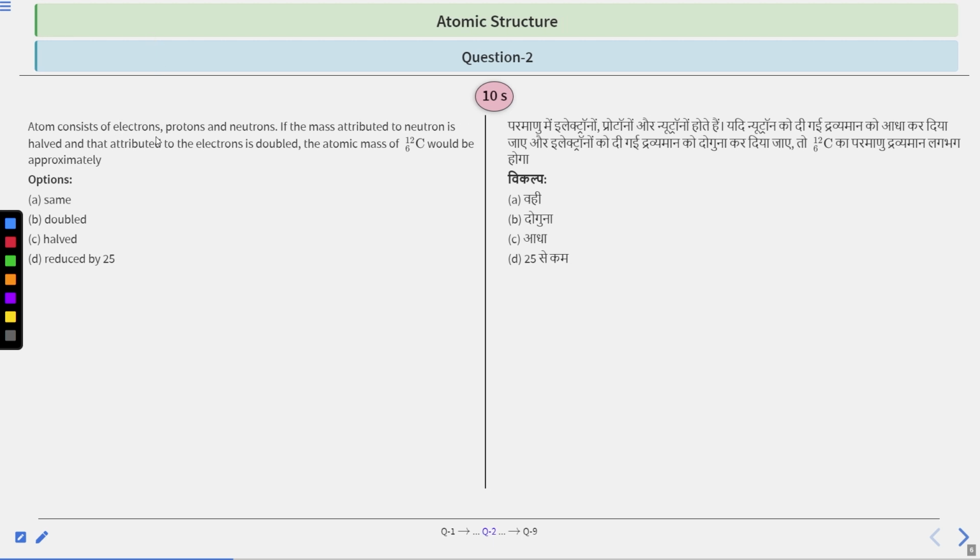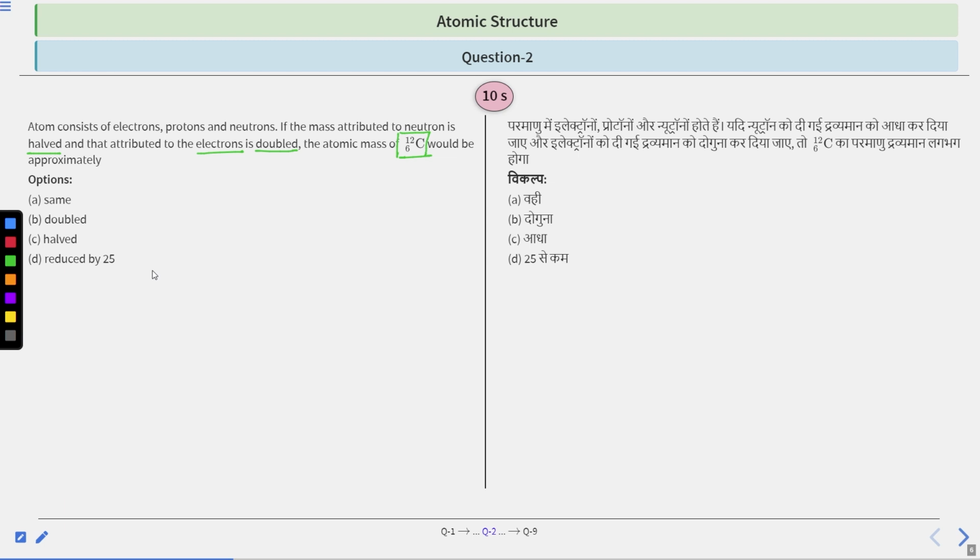Atom consists of electrons, protons and neutrons. If the mass attributed to neutron is halved and that attributed to electrons is doubled, the atomic mass of carbon atom would be approximately. Carbon atom has 12 atomic mass and 6 atomic number. But we just change the mass of neutron to half and the electron to double. Then what will happen? So what will be the atomic mass of carbon then? Options are same, doubled, halved, reduced by 25.